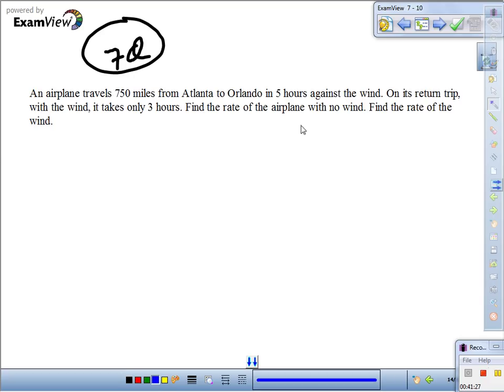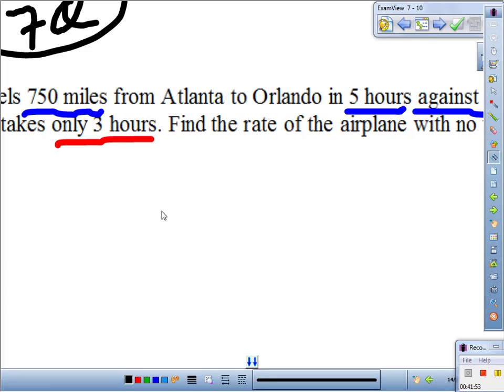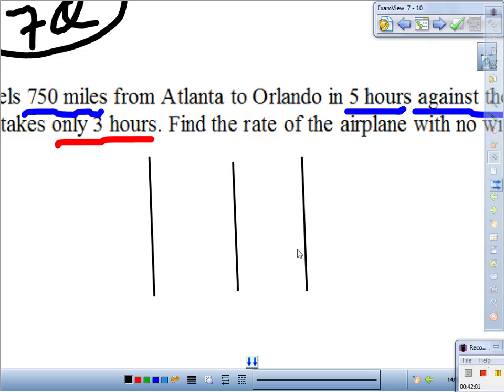Focus, please. Against the wind in 5 hours and 750 miles. On its return trip with the wind, or tailwind we call it, it only takes 3 hours. Find the rate of the plane and the rate of the wind. Go, I'll give you a head start. Here we go, set up. 3 lines down, 1, 2, 3, 2 across.